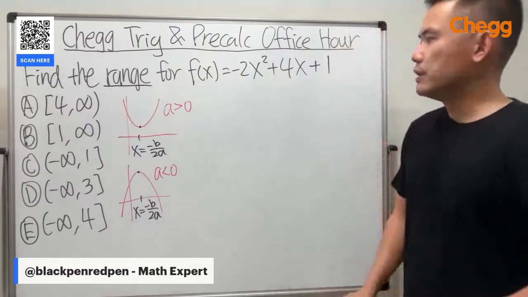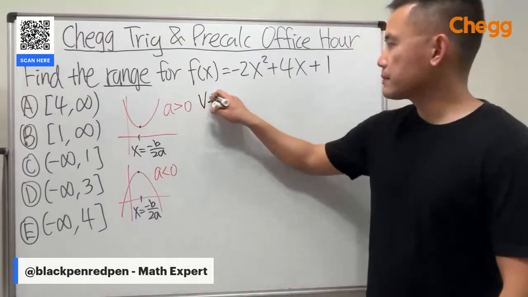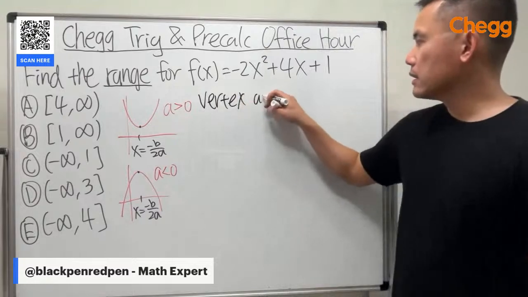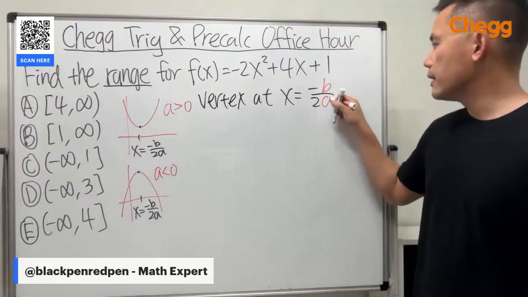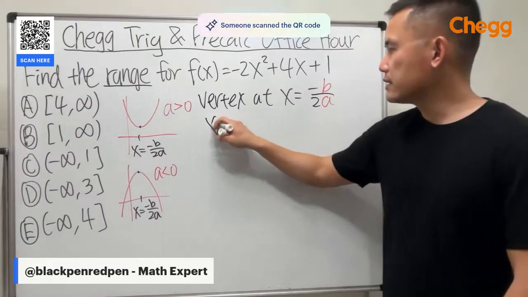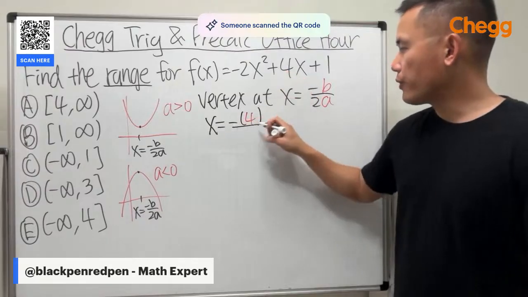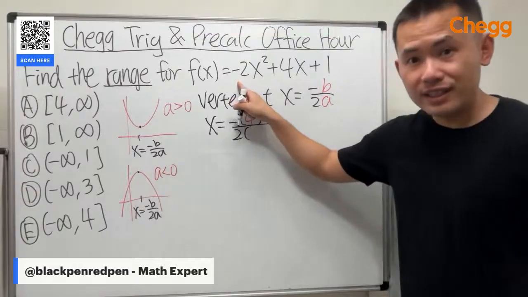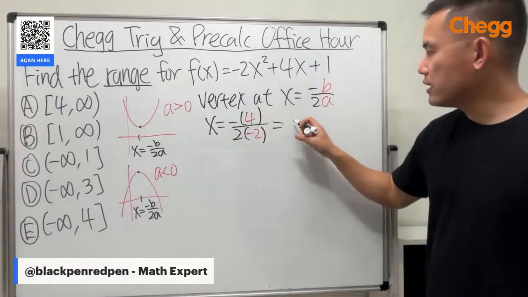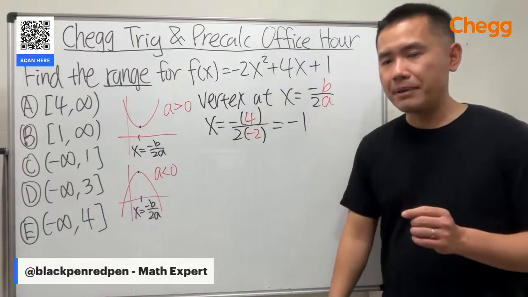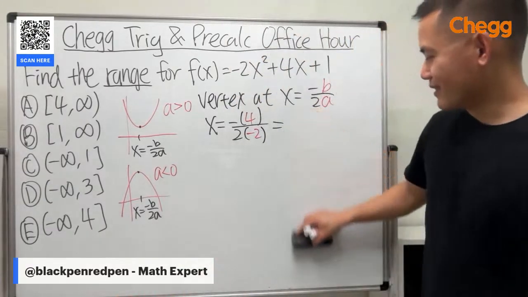So to get the range for this right here, first we'll have to know the vertex. The vertex is going to be at x equals negative b over 2a. If you work this out, x is going to be negative b, which is 4, over 2 times a, which is negative 2. Work that out, that's negative 4 over negative 4. So the vertex is going to happen when x is equal to 1.